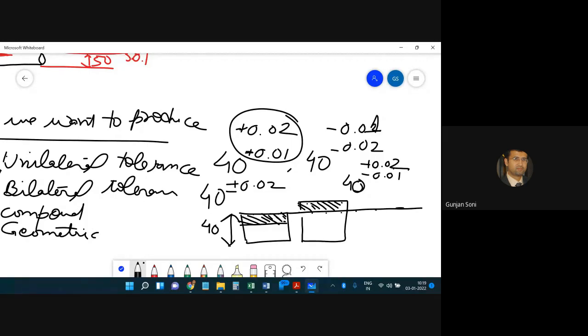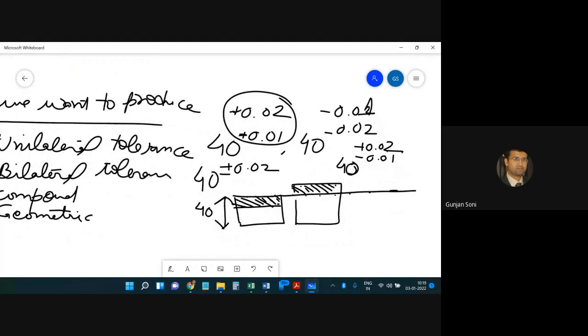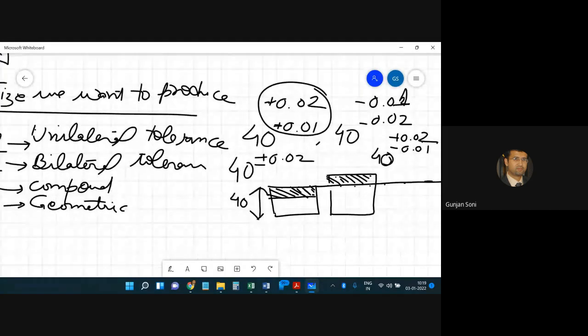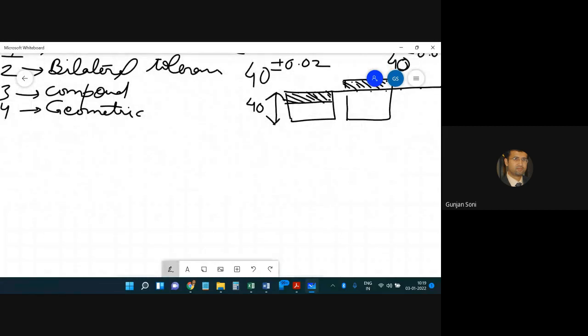Okay, then we talk about the compound tolerance. While defining the tolerance, we always define the lower value on the lower side. The lower value has to be written at the lower side, and then on the upper side you have to write the upper limit. Okay, sir. And then we have the compound tolerance.